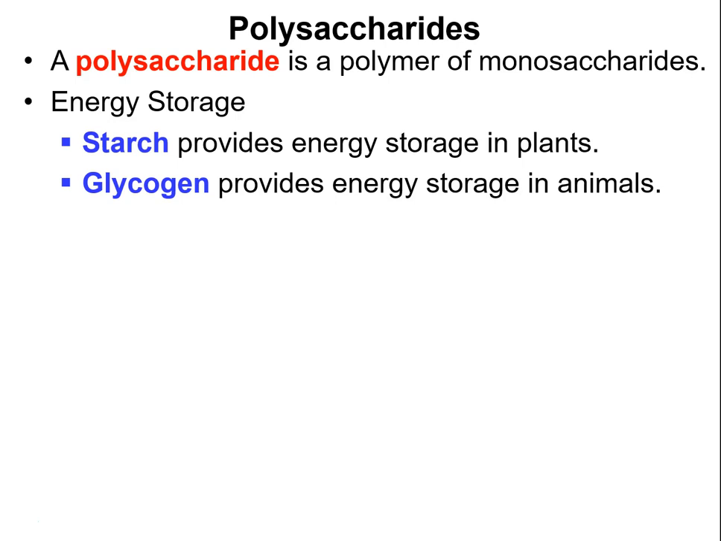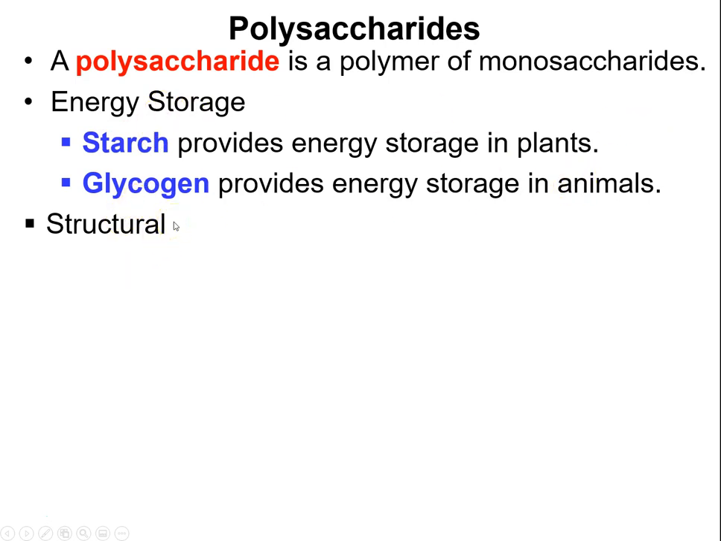All right, so these are storage molecules, meaning that's where glucose is stored. It's stored in these more complex carbohydrates. So these are two polysaccharides that are involved in energy storage: starch in plants, glycogen in animals.